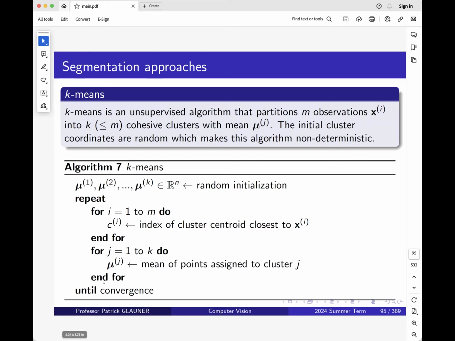Then I'm continuing this outer loop. So first of all, assigning data points to a cluster, and then calculating the mean of a cluster. And I keep doing this until convergence. Convergence typically means I don't change any of the assignments of my data points to a cluster anymore. And then I'm done. It's a fairly easy clustering algorithm, probably one of the simplest ones possible.